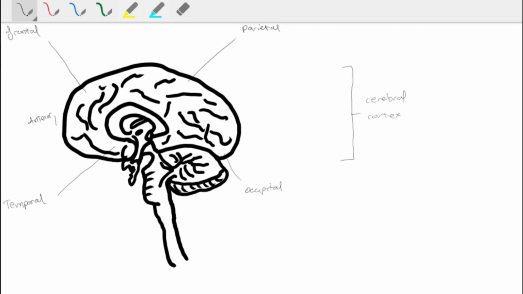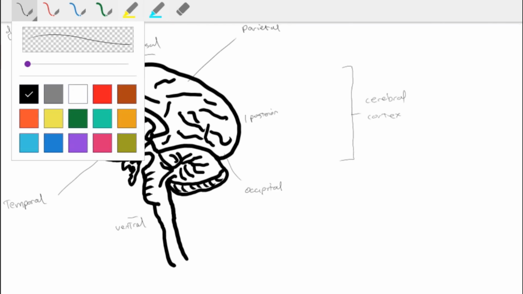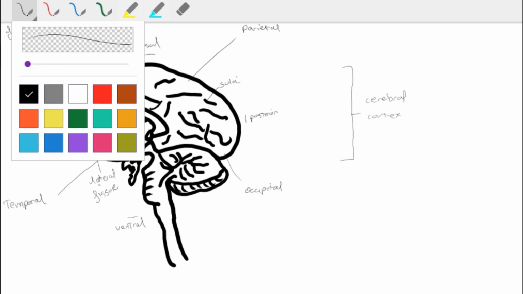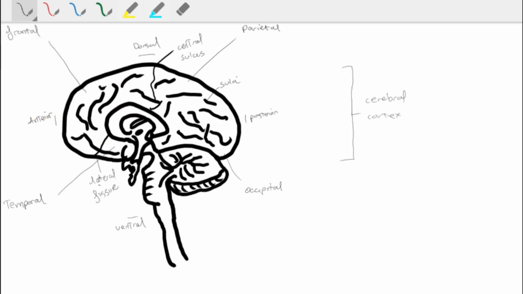Anatomically, we have different sides to our brain. The front view is called the anterior, the rear view posterior, the top is dorsal, and the bottom is ventral. There's also the lateral fissure, which separates the frontal and temporal lobes, and the small little grooves on the surface of the brain are called sulci. There are also larger sulci, such as the central sulcus, which separates the frontal and parietal lobes.